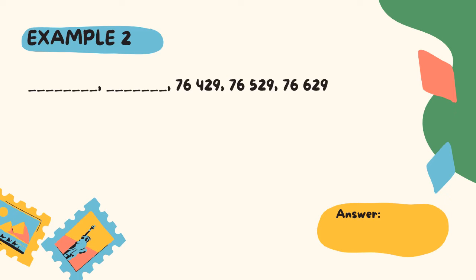Example 2, we have a blank and a blank for the first two numbers. And then for the third number, we have 76,429. The fourth number is 76,529, and the last number we have is 76,629. So let's just pop up our S to S on the side.